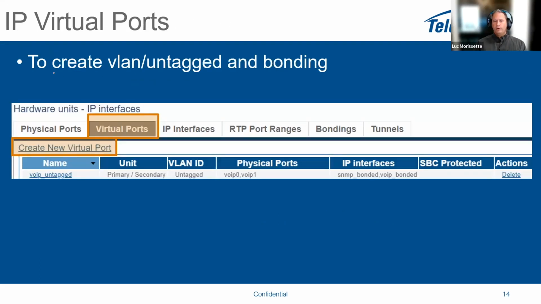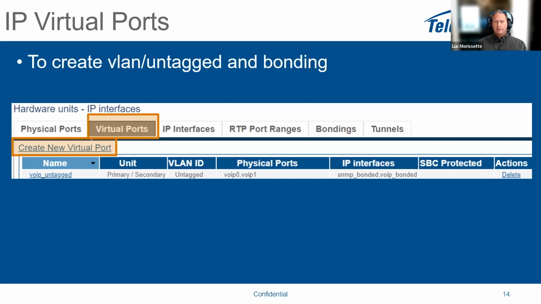So the virtual ports are to create VLANs or use untagged networks and bonding. You have your 5 or 6 tabs here. The first one I skipped because on a TMG and TSG device, they're always configured. You can look at them, but there's nothing you can change there. You can just look at the status and the configuration of these ports. But here you can configure multiple virtual ports on a system.